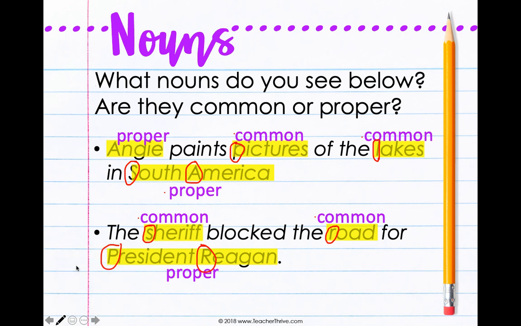Now, what I want you to notice, and it was the same thing up here in South America. South America is only one noun. I get that it's two words, but it's one noun because it is the total name of one place. Same thing with President Reagan. I know that it is two words, but we highlight it together as one noun because President Reagan is the name of one person. Okay?